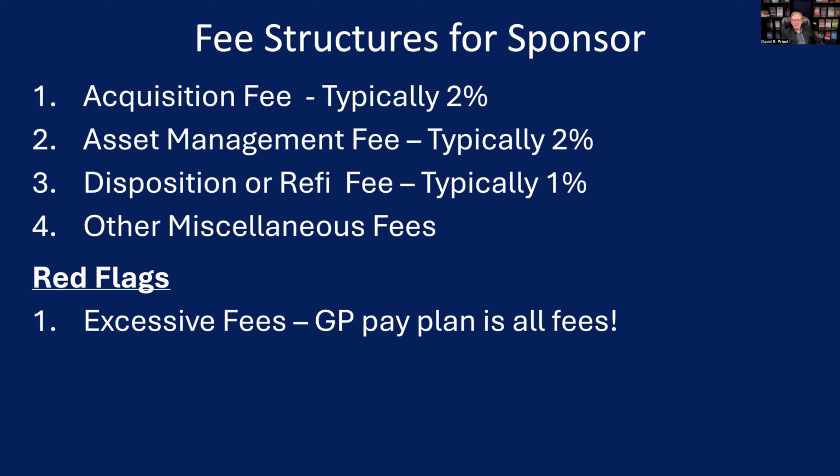If the GP's pay plan is all fees, that's a problem. So if there's an acquisition fee of 3.5%, asset management 2%, refi fee 2%, disposition fee 2%, miscellaneous management fee 1%, property management fee 4%, and they're running the property management company, they're being compensated on fees. They're not really caring about how the asset performs. So watch out for excessive fees.